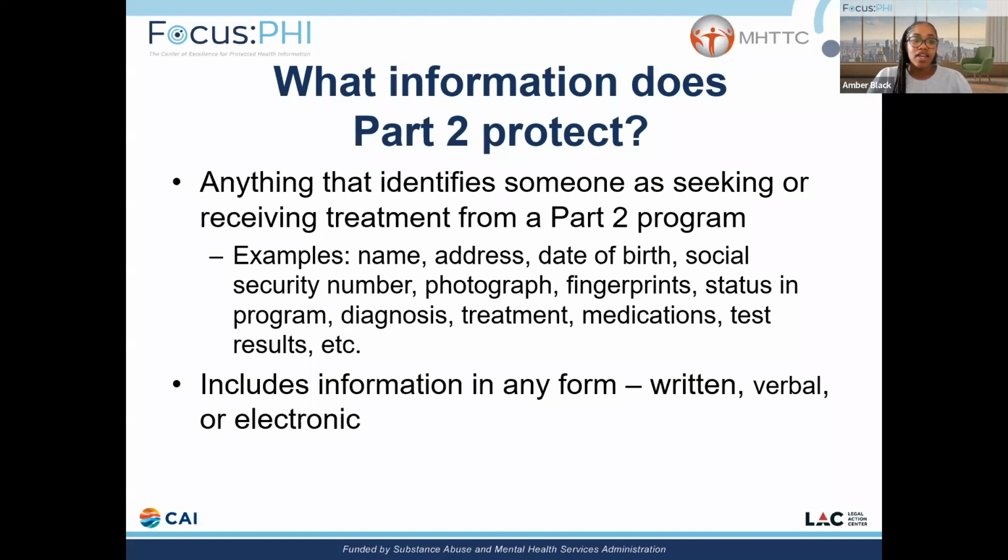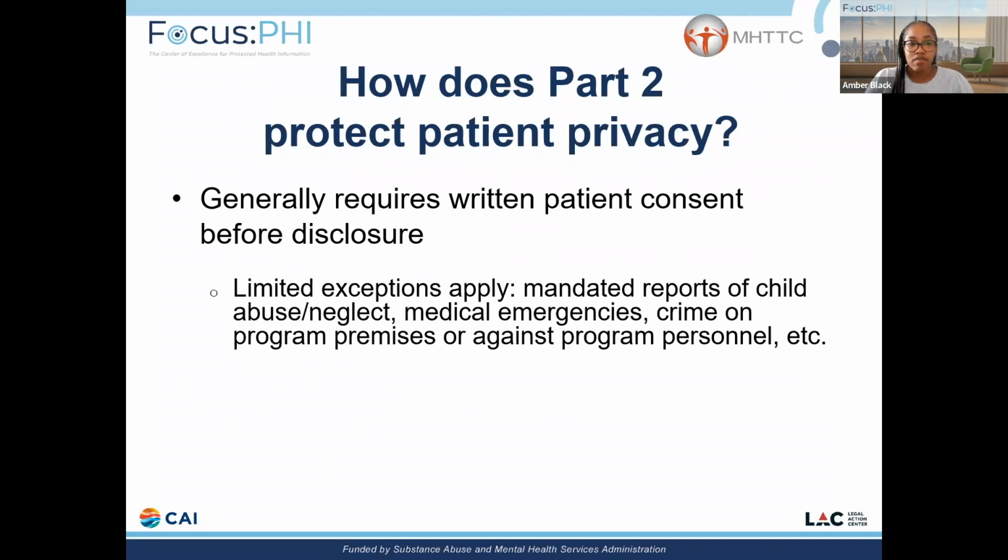And Part 2 protects any information that identifies someone as seeking or receiving treatment from a Part 2 program. So that's the typical identifiers you might think of, like name, date of birth, social security number, but also that person's diagnosis, their status in treatment, their medications, things like that. And Part 2 protects information in any form, written, verbal, or electronic. So no matter if you fax the information, for example, email it, have a conversation on the phone with someone, or speak to someone face-to-face, that information is protected. And the general rule is that you must have written patient consent before disclosing that information. Of course, as with most rules, there are some limited exceptions, but the general rule is that you need written consent before you may disclose.